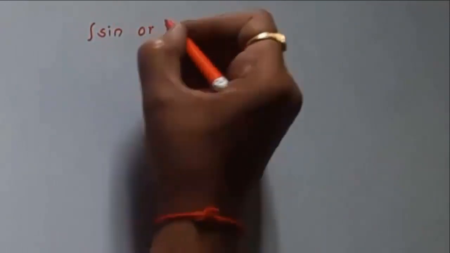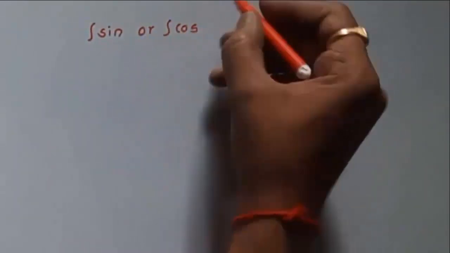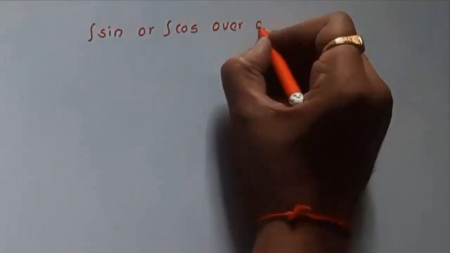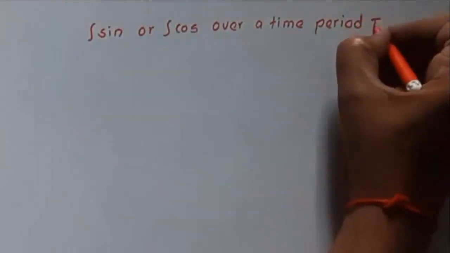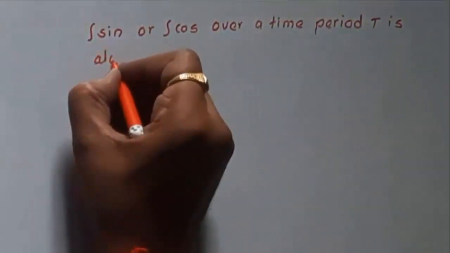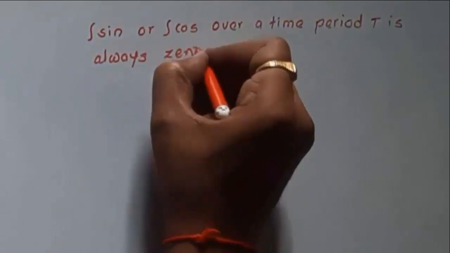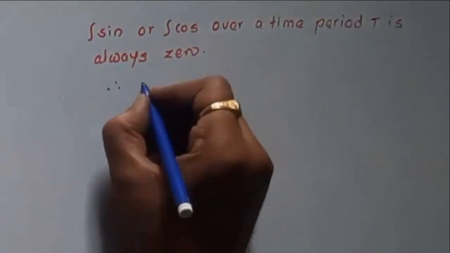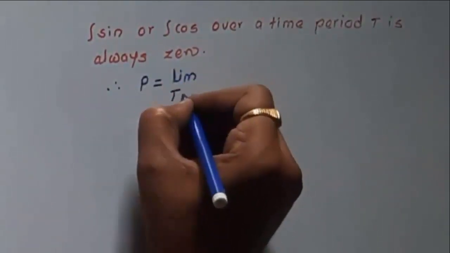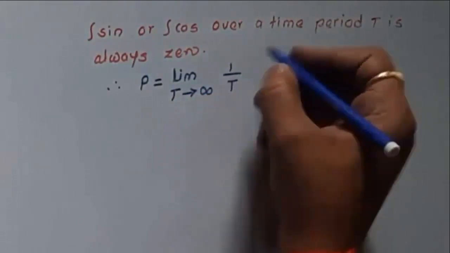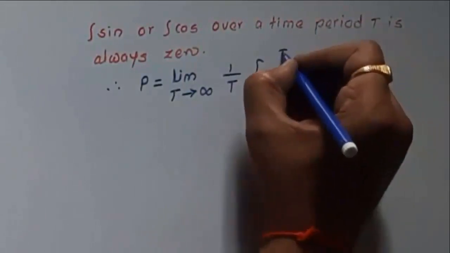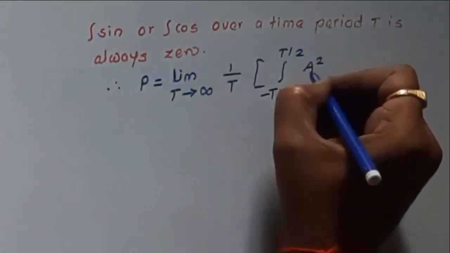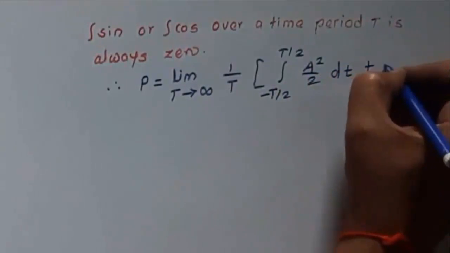Integration of sine or cosine over one time period T is always 0, because integration is nothing but area under the curve, and area under one period or one cycle of sine and cosine is always 0. Therefore, the above equation becomes power P is equal to limit T tends to infinity 1 upon T integration from minus T by 2 to plus T by 2 of A square by 2 dt. The second term becomes 0.